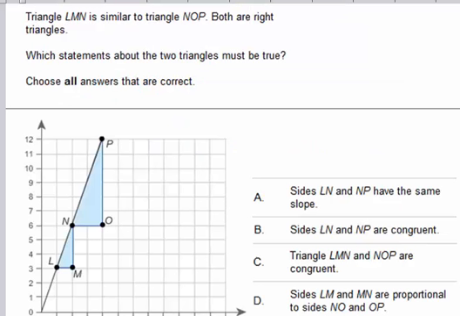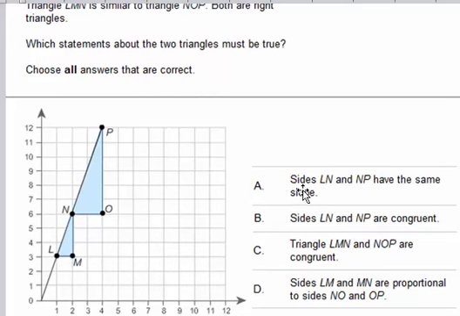Okay, so this one here, we're given that triangle LMN is similar to triangle NOP, and they're both right triangles. So we need to know which statements about the two triangles must be true. Select all that are correct. So we have that the sides L, N, and P must have the same slope. Well, since they're all on the same line, we can say that is true.